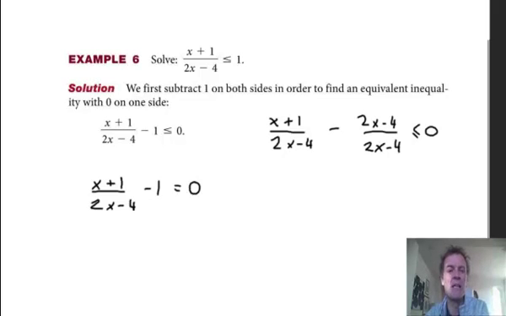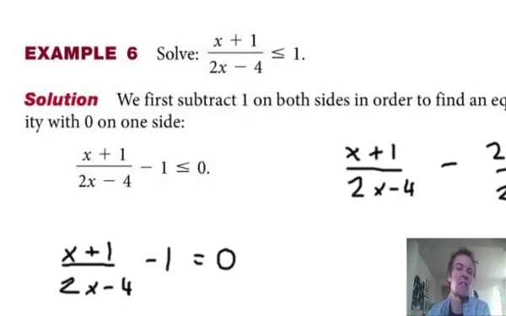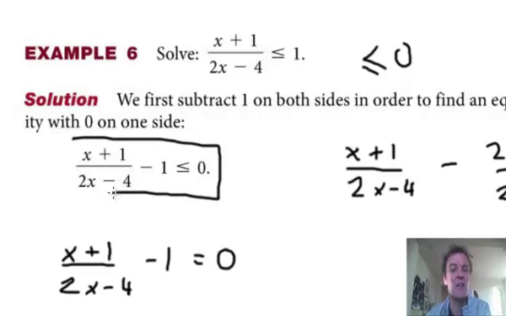Right, a little bit more of a complicated rational inequality. Okay, so remember, we've got this x plus 1 over 2x minus 4, but it's not set less than or equal to 0. It's set less than or equal to 1. So I've actually got to take away 1 from both sides, because I need it looking like this. Okay, so this is why they have this. That's the start of our problem.